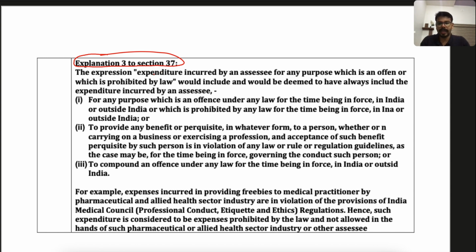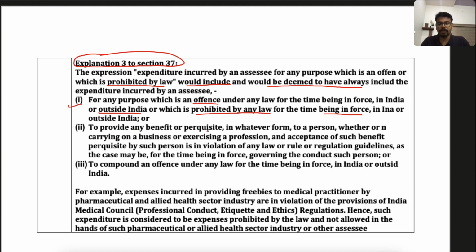The expression expenditure incurred for any purpose which is an offense or prohibited by law would include, and would be deemed to have always included, that's the retrospective effect, expenditure incurred for any purpose which is an offense under any law for the time being in force in India or outside India, or which is prohibited by law for the time being in force in India or outside India. That's one thing they have inserted.